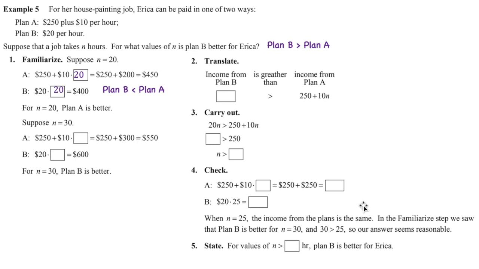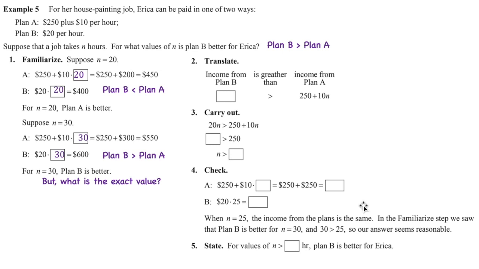So let's up how many hours and see if we can get a better understanding. Let's say we work for 30 hours. So $250 plus 10 times 30 hours is $250 plus $300, or $550. Plan B then would be 20 times 30, or $600. In this case, Plan B is certainly better than Plan A. However, we want to know what is the exact value that this happens.